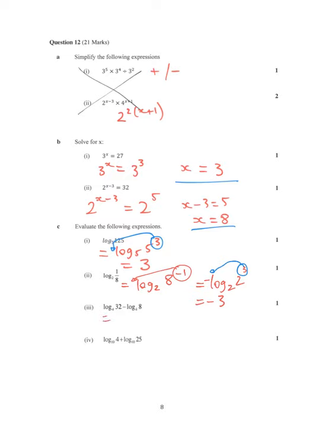Couple of our log laws applied here. If I am subtracting my logarithmic expressions, I'm going to divide my answer part there. So I've got log 4 of 32 divided by 8, which is 4. I've got log 4 of 4, which is actually 1. So that's how I end up with my expression there.